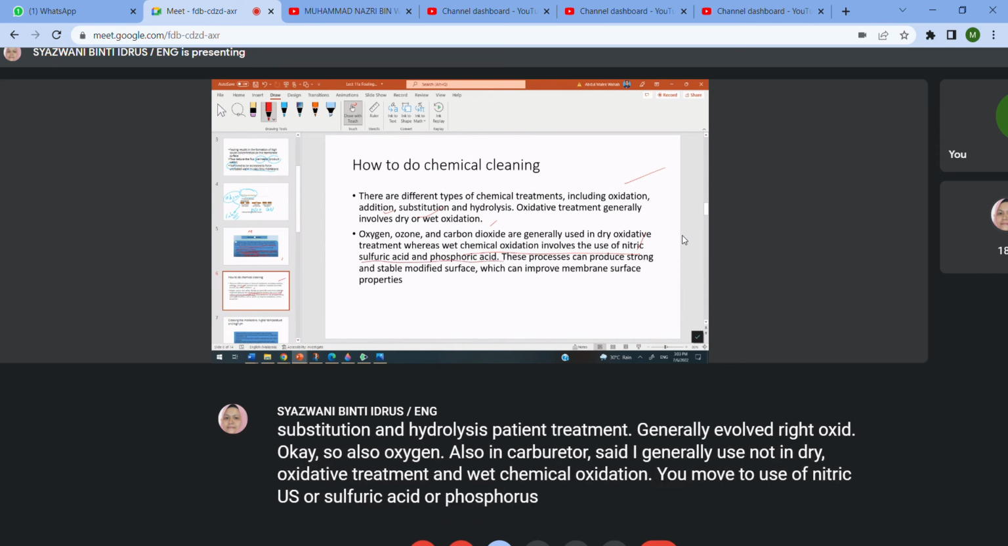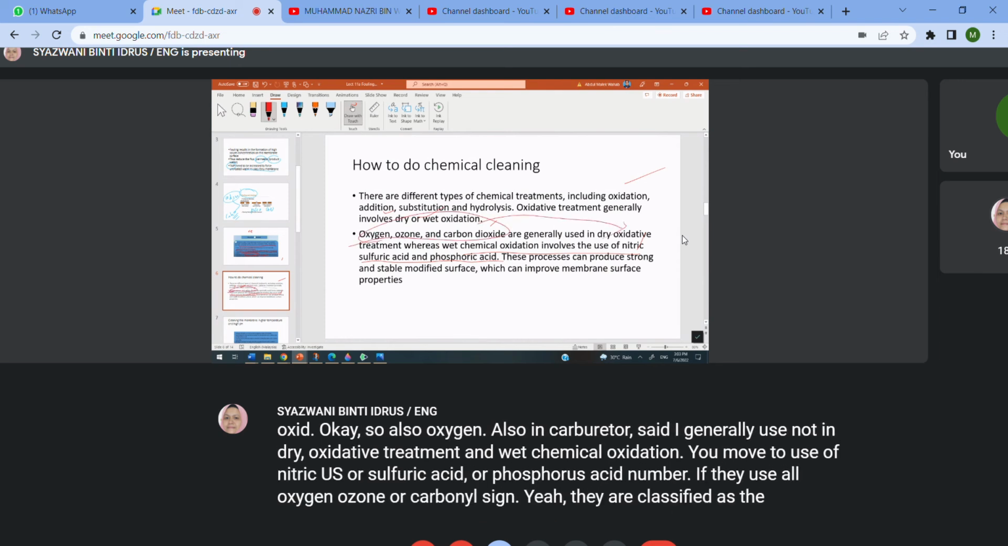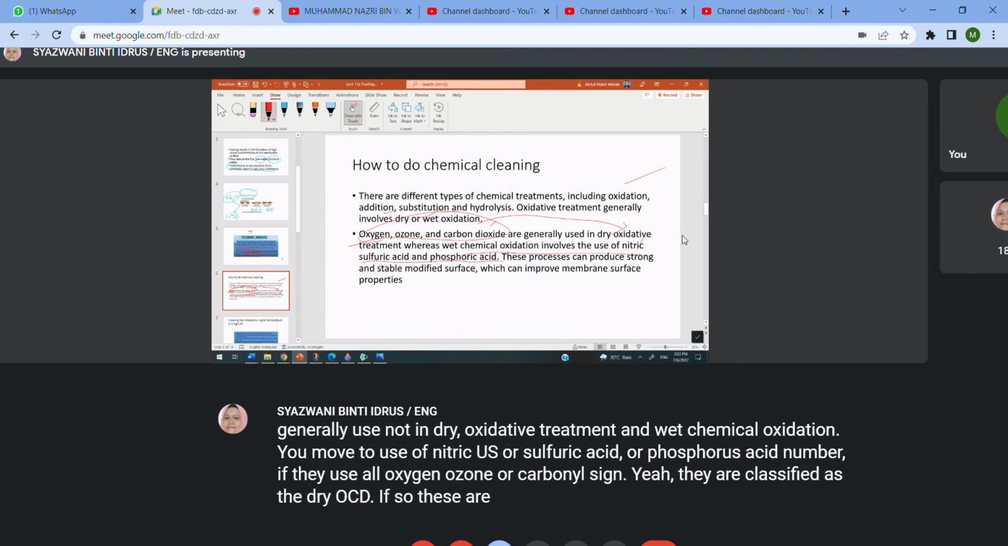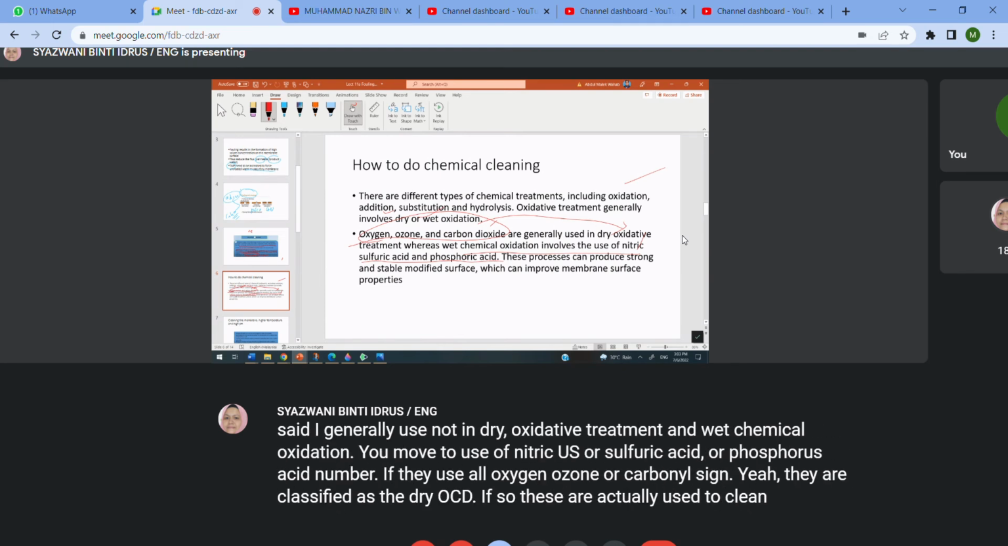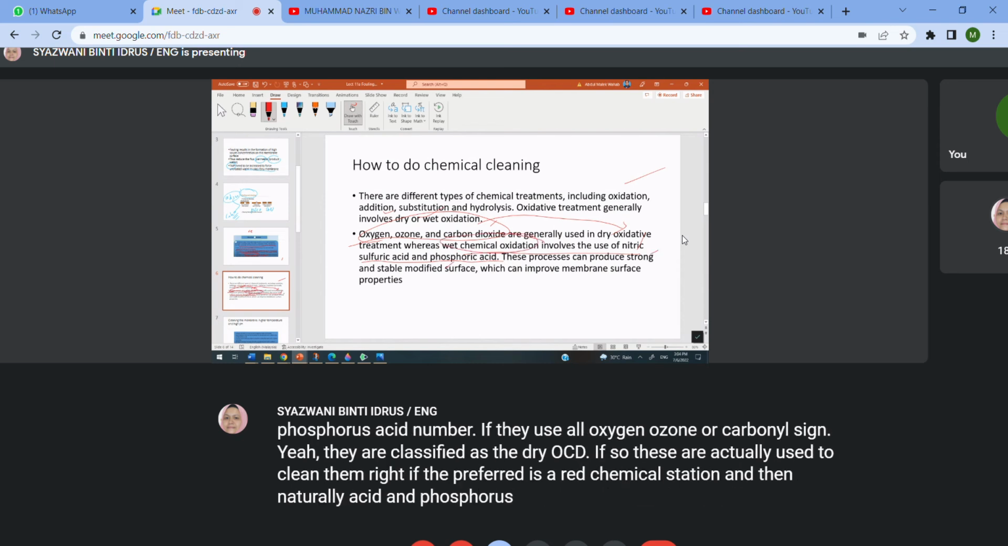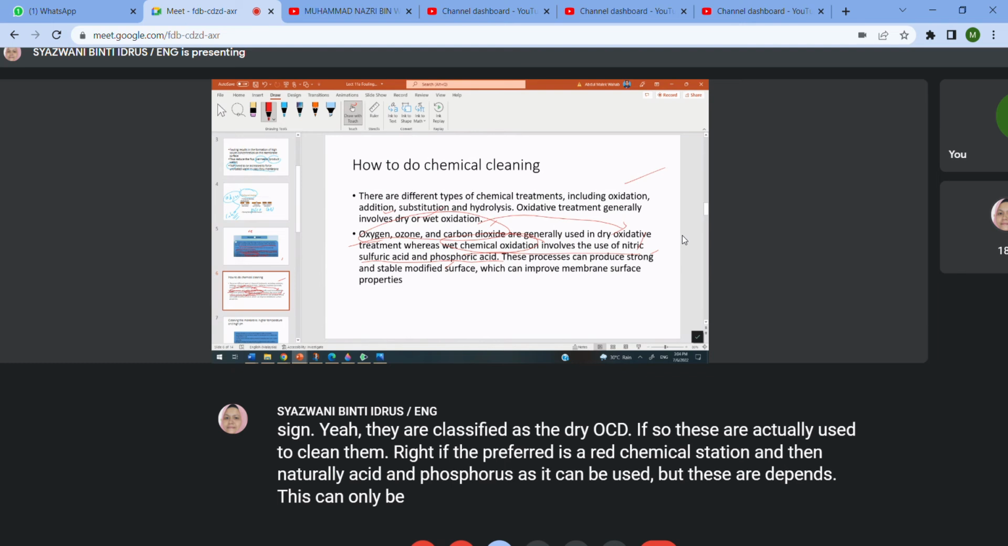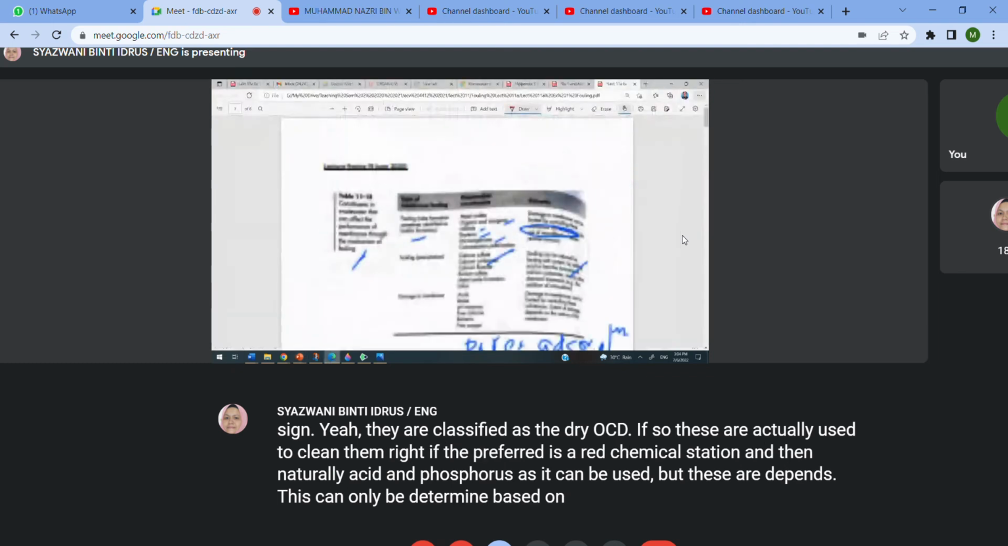If they use oxygen, ozone, or carbon dioxide, they are classified as dry oxidative. These are the agents used to clean the membrane. But if they prefer a wet chemical oxidation, then nitric acid, sulfuric acid, and phosphoric acid can be used. But this depends; it can only be determined based on the types of fouling.